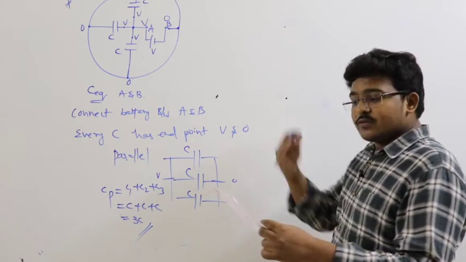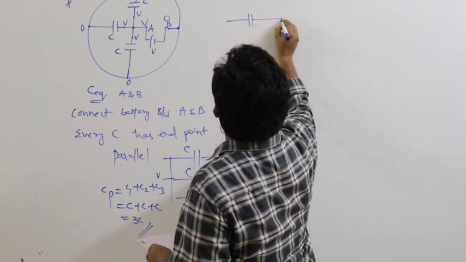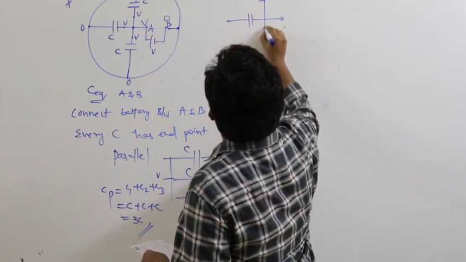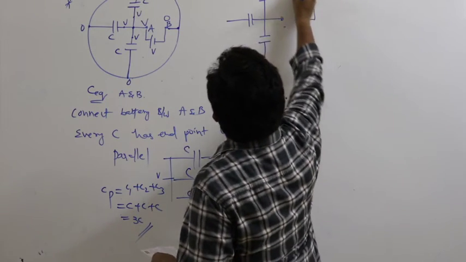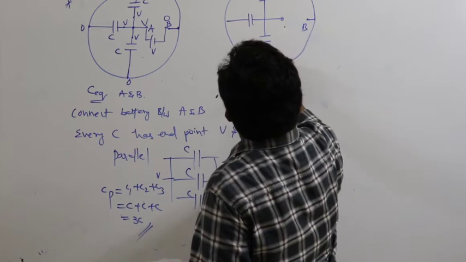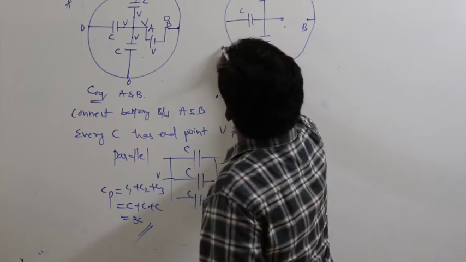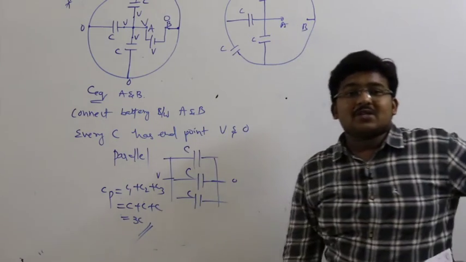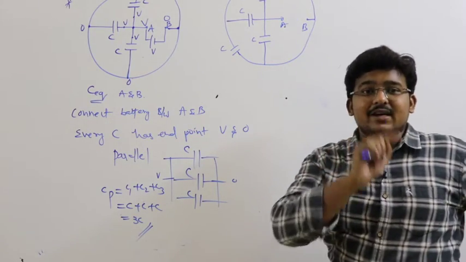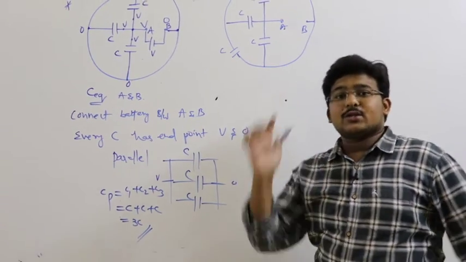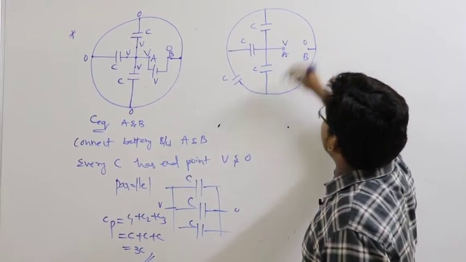Now we'll see one more problem, the same type of question. Again a circle, but here I am connecting a capacitance. So C, this is A. Now how many capacitors are there in the circuit? 4. So we need to replace the 4 by a single capacitance called C equivalent. Here also I will follow the same method. Here I will connect a battery of voltage V and this is 0.